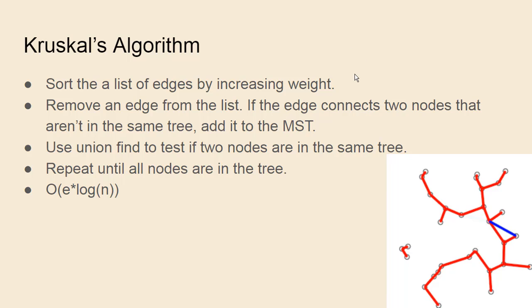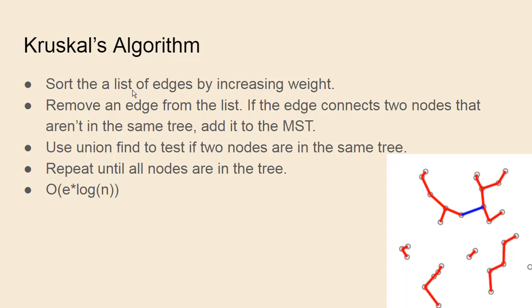We repeat until all the nodes are in the tree. When we connect two nodes, we can check how many nodes there are in the resulting connected component. If the number of nodes is equal to the total number of nodes in the graph, then we're done. But of course, we can also just go through all the edges, and then we'll also be done. In the worst case, we will need to go through all the edges.